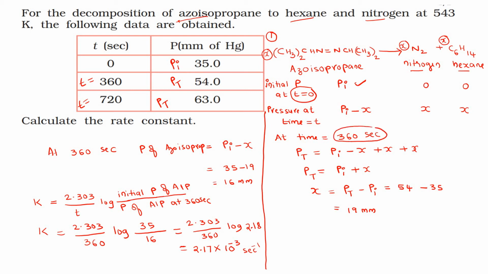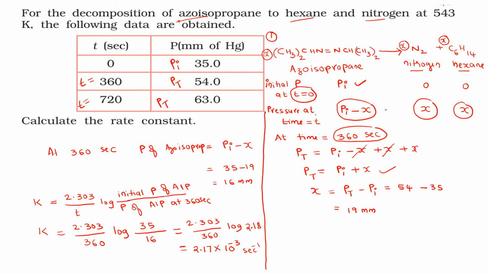What is the total pressure? Pi minus X plus X, isn't it? That means pressure of azoisopropane, pressure of nitrogen, and pressure of hexane. Substitute this one: minus X plus X get cancelled. The P total is equal to Pi plus X. But you are deriving here from this equation X equal to P total minus initial pressure.